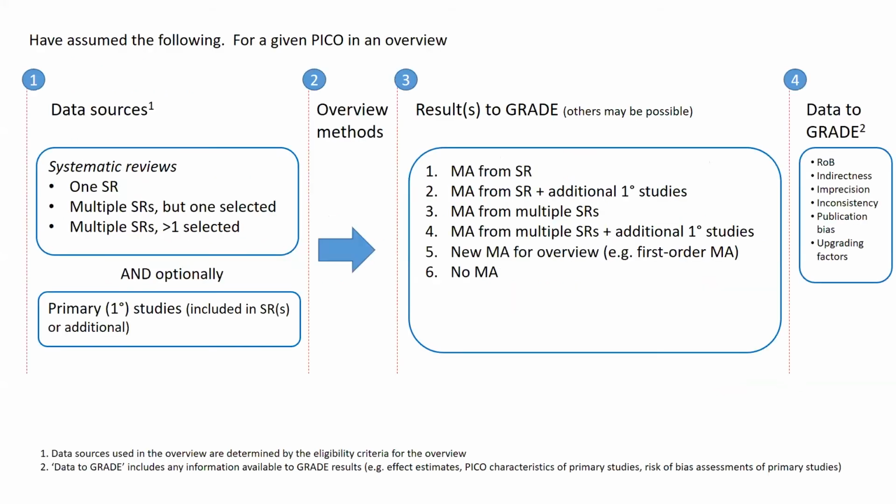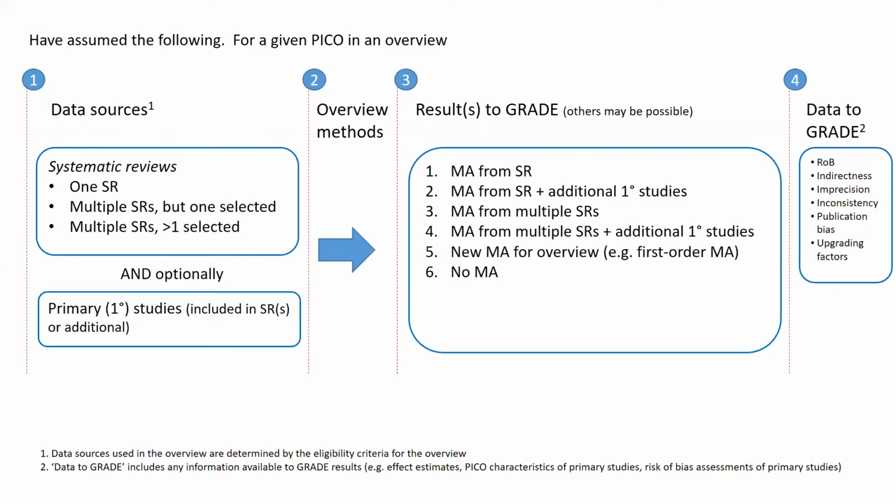So we've assumed the following, that in any particular overview, we have a range of data sources, and these come primarily from systematic reviews, knowing this is an overview of reviews. You might have one systematic review for a given PICO. You might have multiple systematic reviews addressing the same PICO, but we've selected one of them. Or we might have multiple systematic reviews addressing a PICO and we've selected more than one. Optionally, we might have primary studies, either to update the search or to verify results from the primary studies in the reviews.